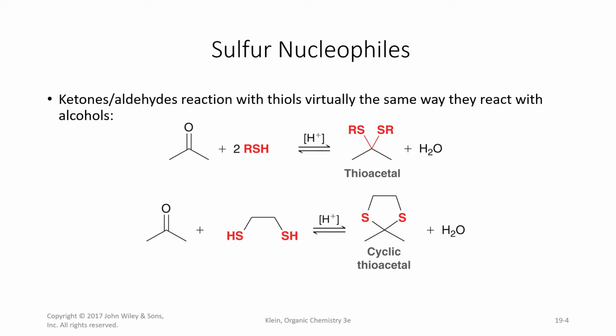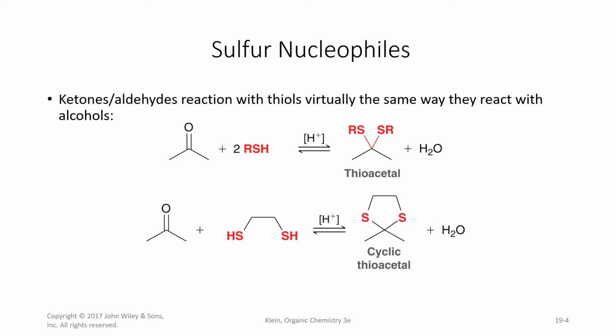Here, we need two equivalents of an alcohol. Here, we only need one equivalent because the thiol groups are within the same molecule. Therefore, we only need one equivalent. And again, it's under acidic conditions. When you're reacting with a dithiol, you get a cyclic thioacetal, and again, our product is water.